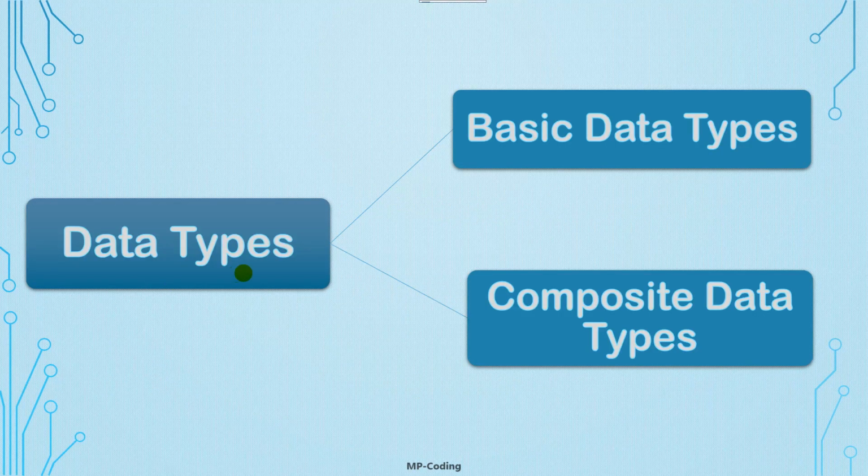Okay, data types. Mainly we can categorize data types into two parts. First one is basic data types. Second one is composite data types. In this video, we are going to learn about basic data types, and in next videos, we will learn about composite data types. So don't waste time. Let's go on.